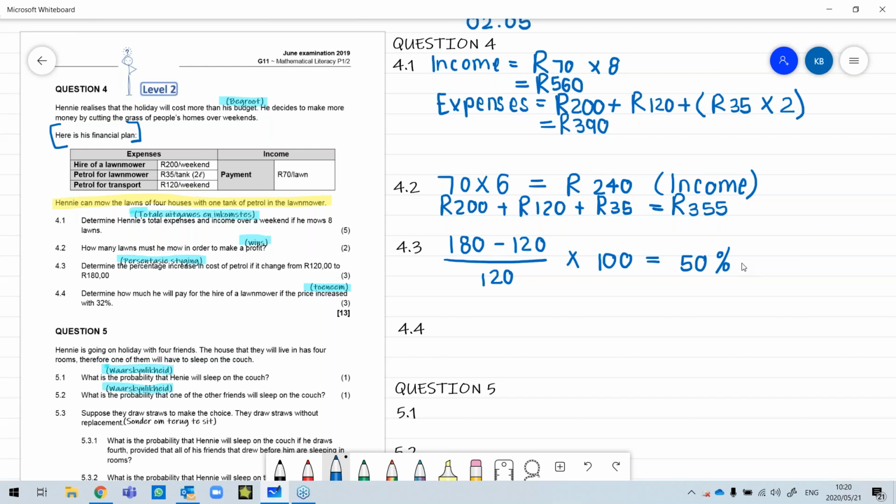Question 4.4. Determine how much he will pay for the hire of a lawnmower if the price increases with 32%. So 200 rand, which he is currently paying for the hire of a lawnmower, plus an additional 32%.